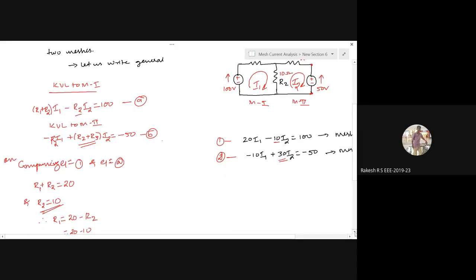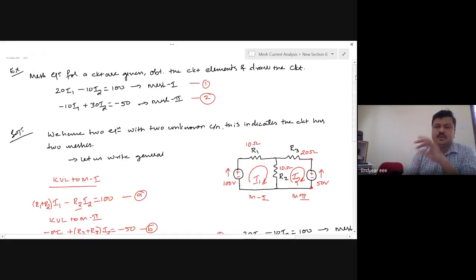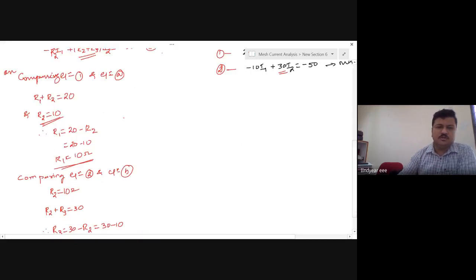No, sir. Okay. So you should be practicing this. Once you know how to write the KVL equations by inspection, getting the circuit from the equations is extremely simple, very, very simple. Without going through any solution, by simply observing the equations, you can draw the circuit. To that extent, you can grow.